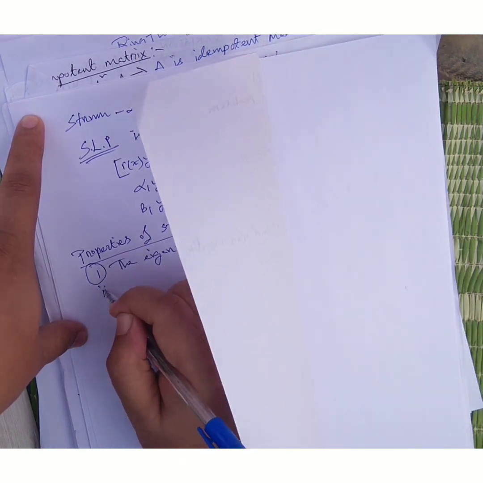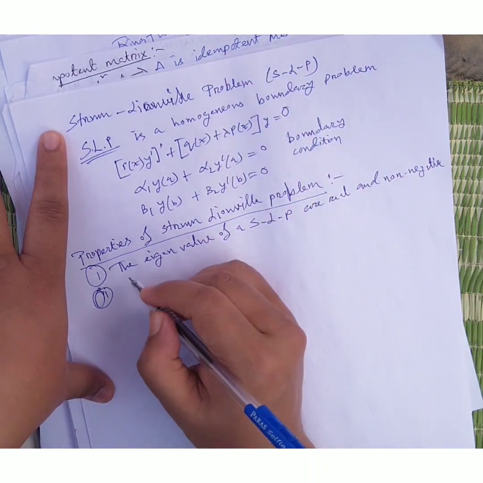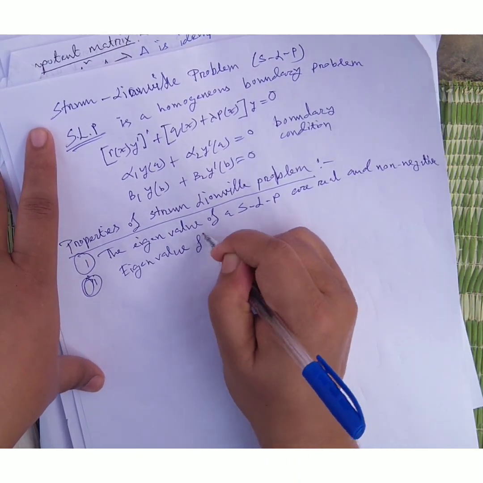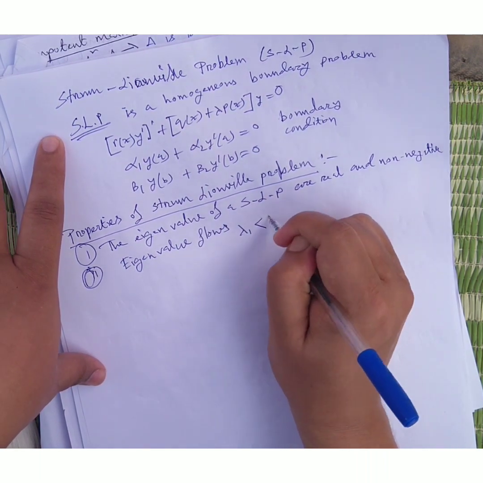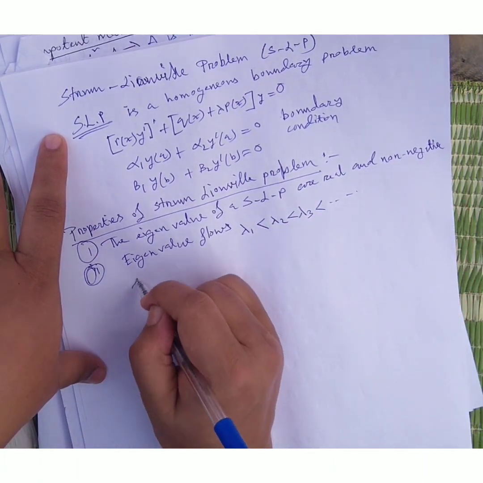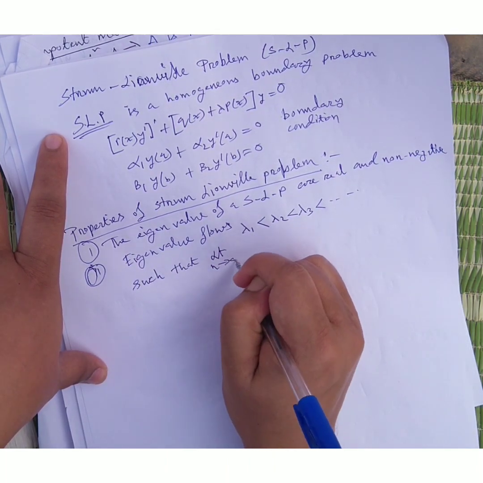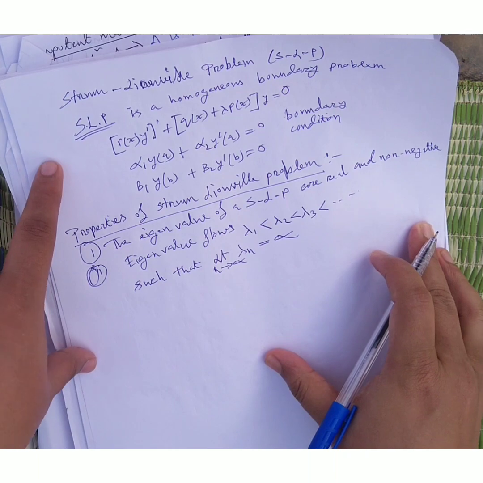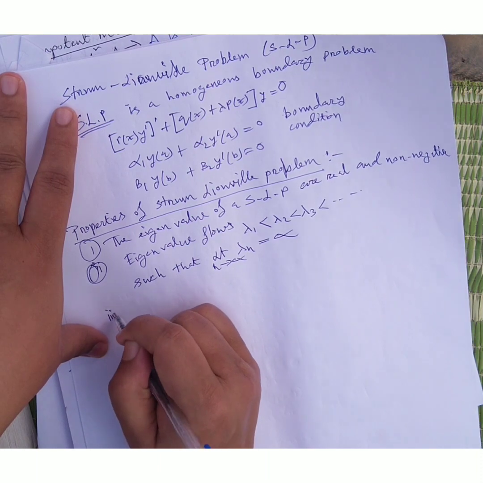And number 2, the eigenvalues follow lambda 1 less than lambda 2 less than lambda 3, and so on up to infinity, such that limit n tends to infinity, lambda n equals infinity.